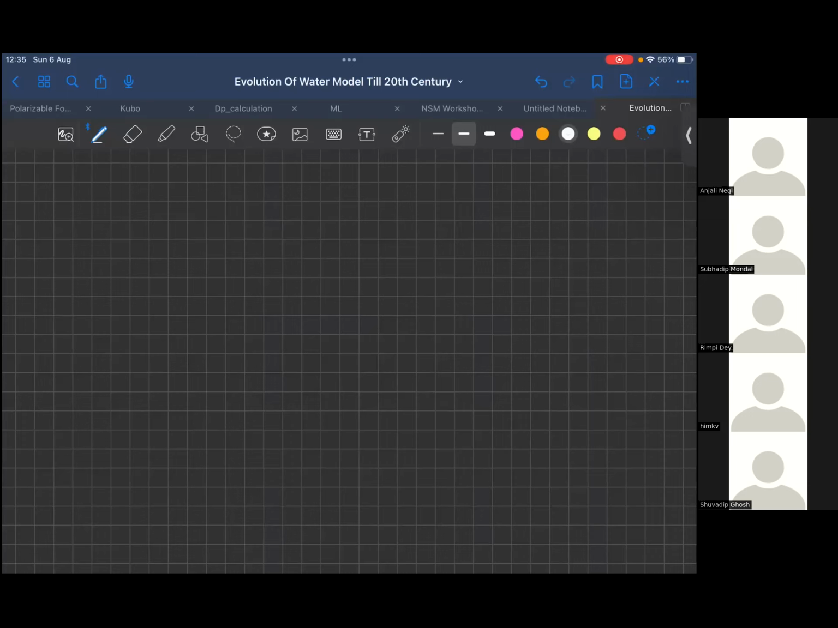Hello everyone. So today, I will discuss mainly the evolution of the water model. For this session, this is only up to the 20th century. Okay, so that's almost up to three decades, 30 years.